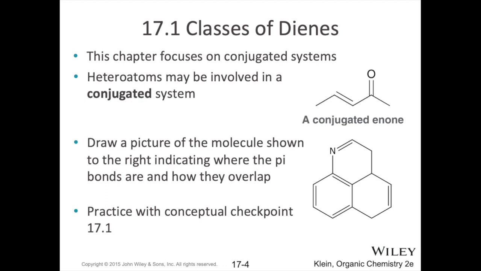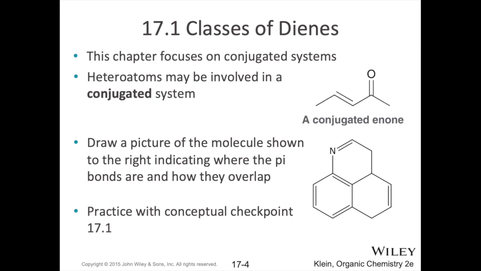As I mentioned, this chapter will focus on conjugated systems. We're going to look at systems with strings of sp2 hybridized atoms, and we're going to see the properties and reactions of these systems. In the examples we looked at, we had carbon-based dienes, basically two sets of double bonds with four sp2 carbons.